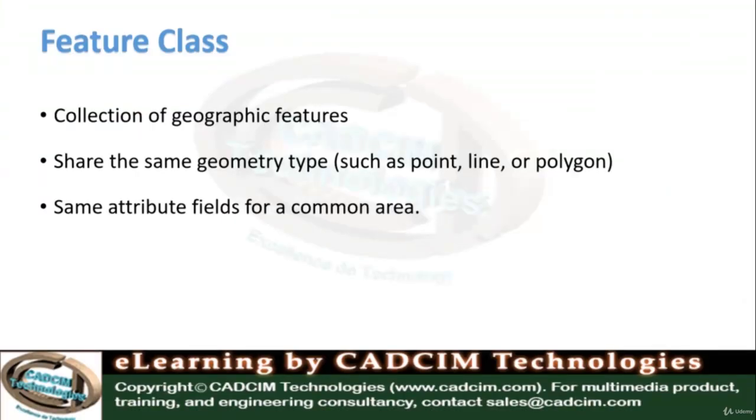Now let's understand feature class. Feature class is a collection of geographic features that shares the same geometry type such as point, line, and polygon, and the same attribute fields for a common area.